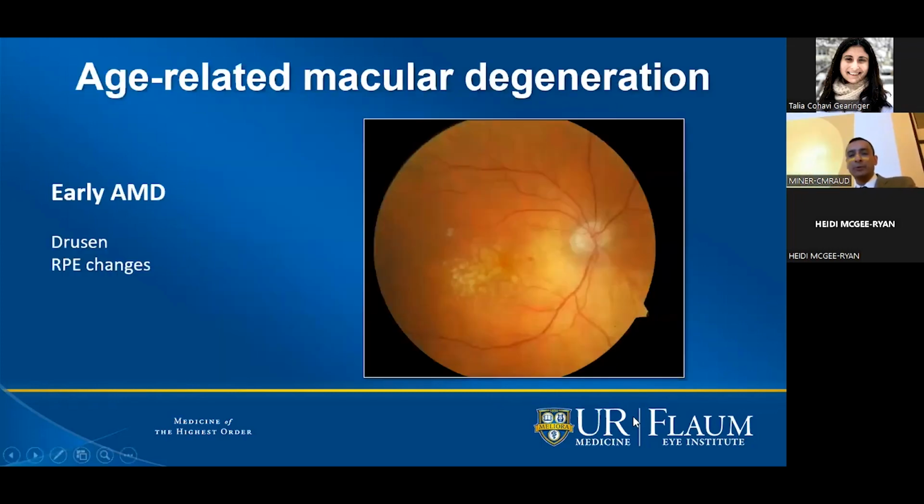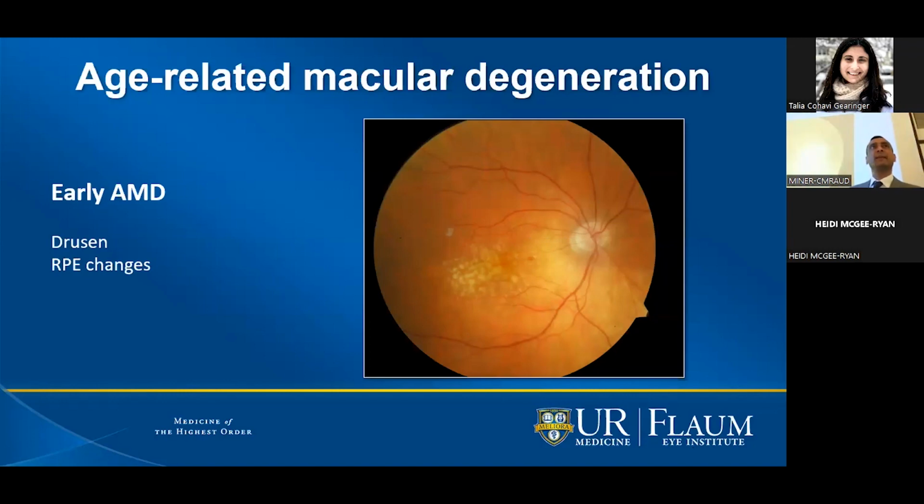So I'm going to switch over to some of the pathologies. One of the most common diseases that we see in America is age-related macular degeneration. Again, most of the pathology happens in the macula, and hence it's macular degeneration. And because aging is the biggest risk factor, we label it as age-related macular degeneration.